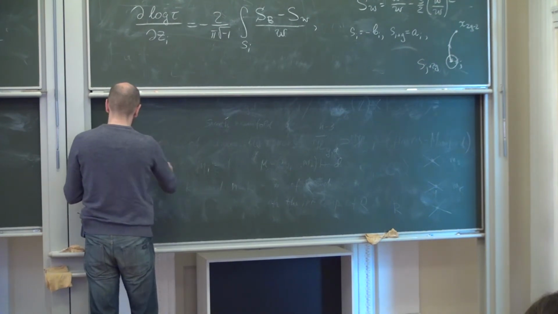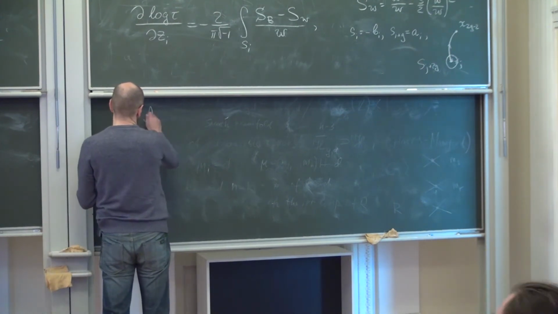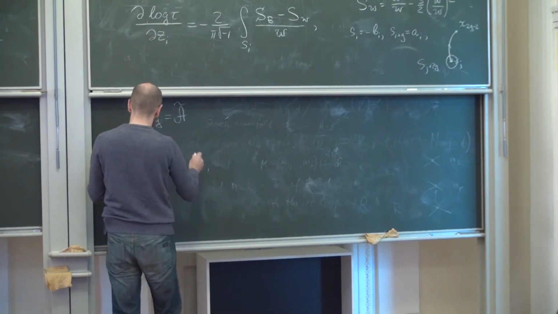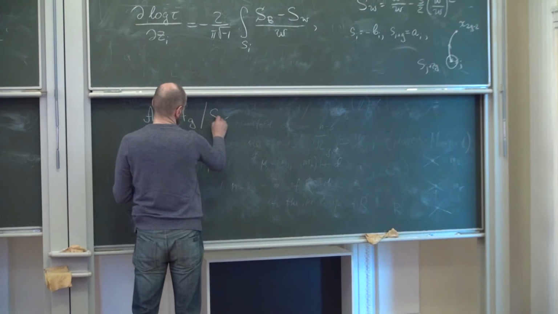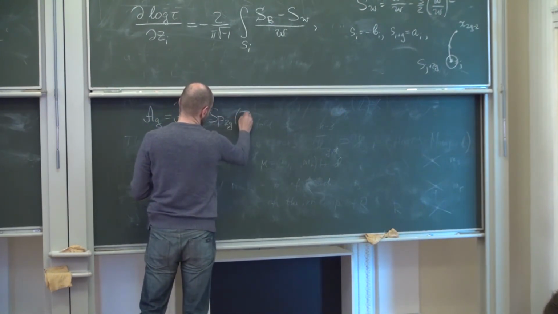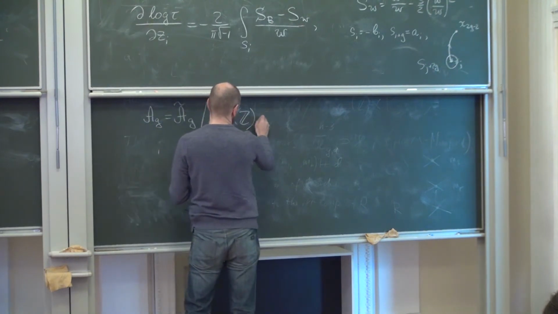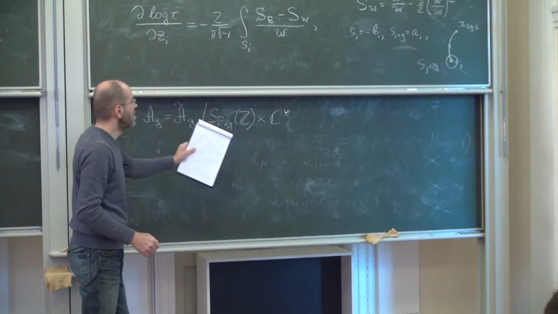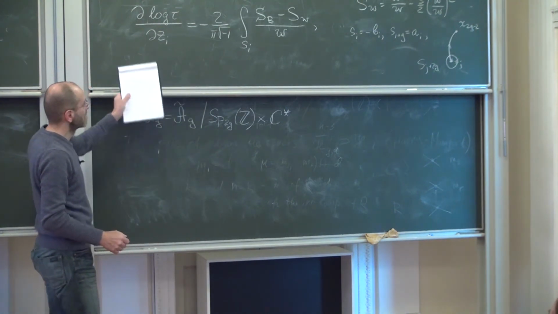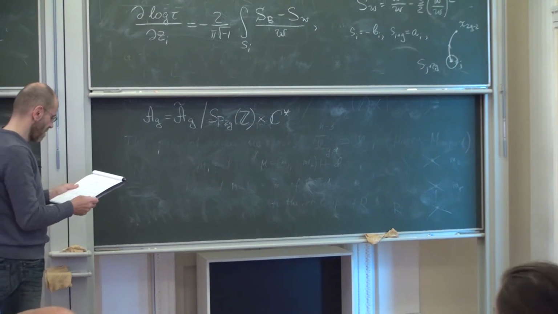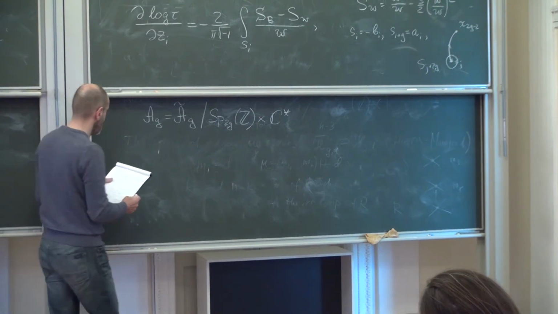Okay, so first we factorize A tilde by the symplectic group over the integers times C star. C star acts on w by multiplication.